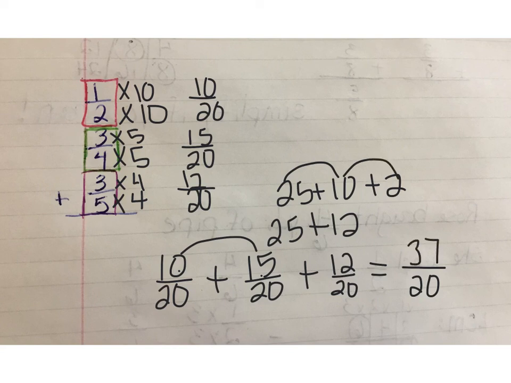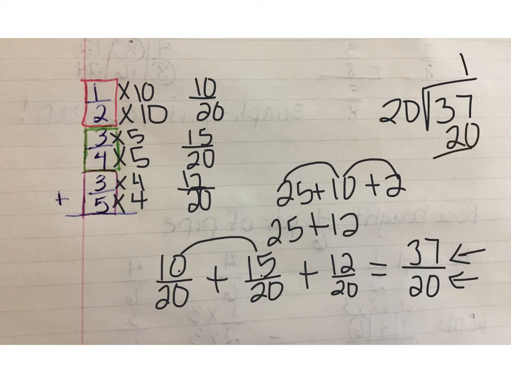And in this situation, our top number is bigger than our bottom number, so we have an improper fraction. We're going to need to make that a mixed number. So 37 goes into the house, 20 goes on the outside, and we say, oh, I have one set of 20. When I subtract, I have 17 left over. That's a lot. So my mixed number would be 1 and 17/20. And then I'm all done.